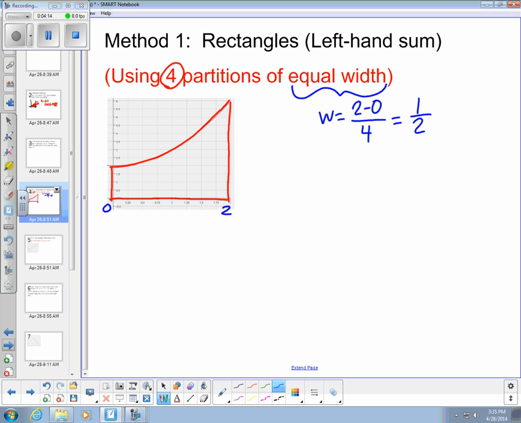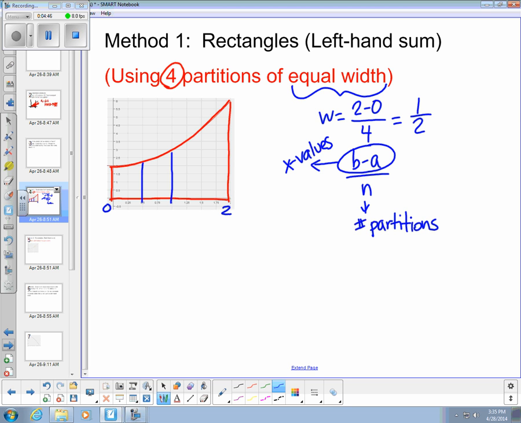So a general formula for this would be b minus a divided by n, where n is the number of partitions or the number of rectangles you're going to break this up into. And then b and a are your x values, where your graph is starting and stopping. So I'm going to split this up every half, so from 0 to a half, I'm going to draw a line there, at 1, at 3 halves, or 1.5, and then at 2.